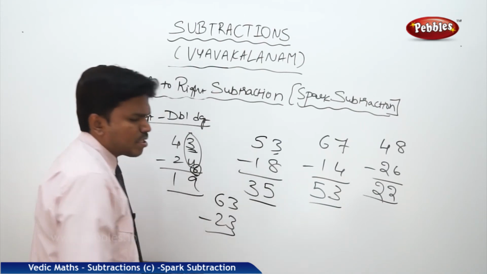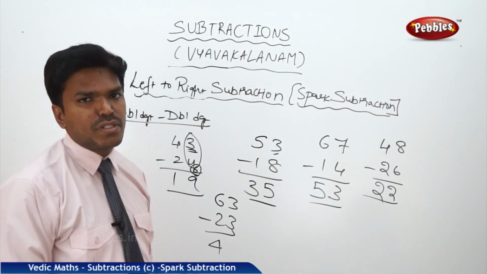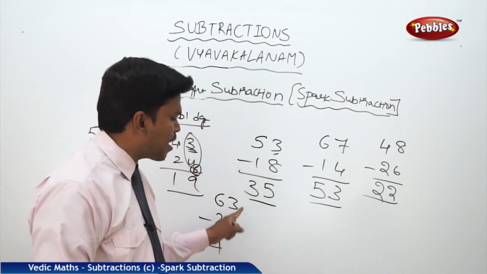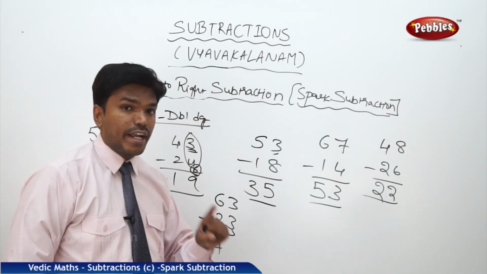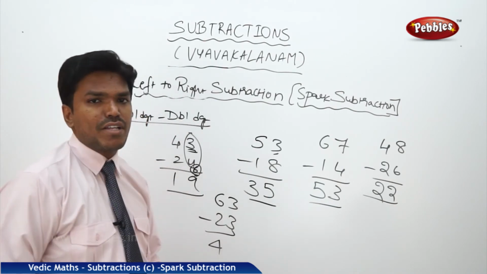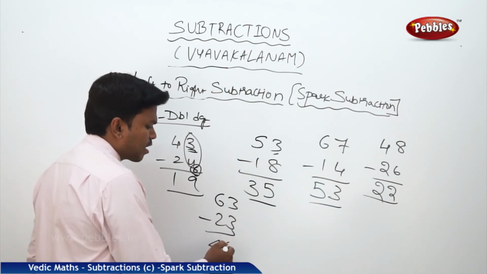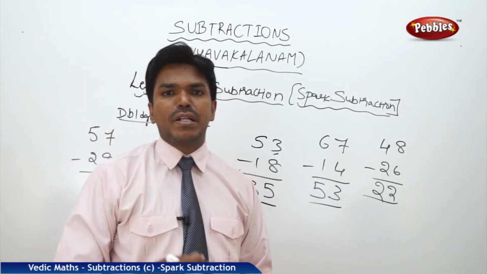So 6 minus 2 is 4 and it will be 4 only. Why? Because if you are getting the same numbers at the end, they are a match only. Again I am saying, if you are getting the same numbers at the end, they will be a match only. So 3 minus 3, so directly you can subtract. The answer is 40. So like this you can do double digit minus double digit.